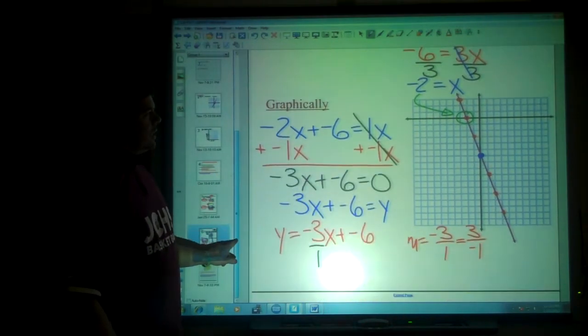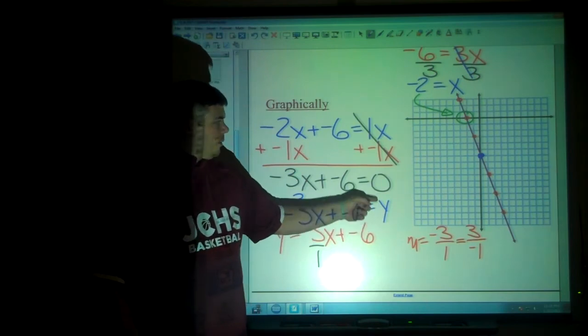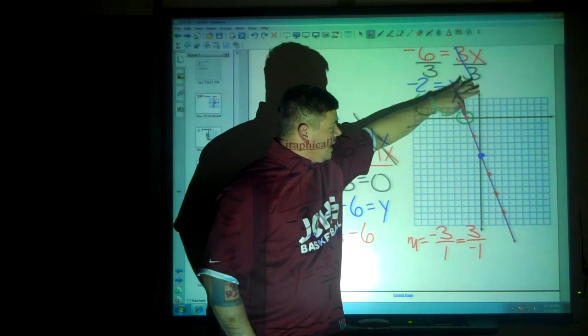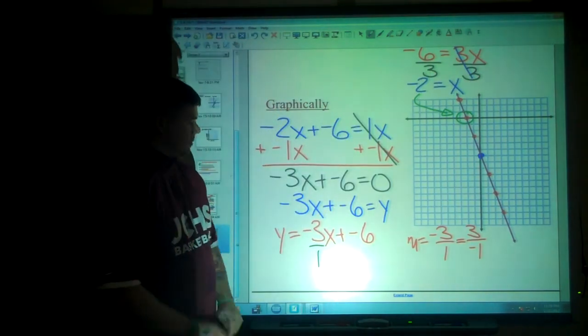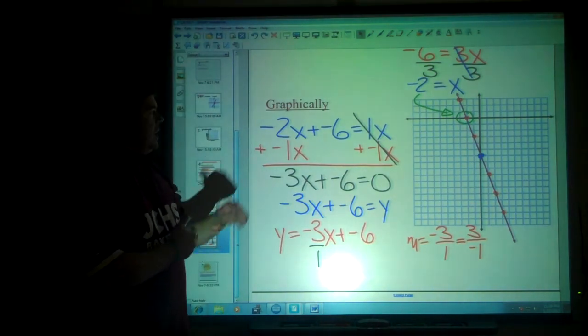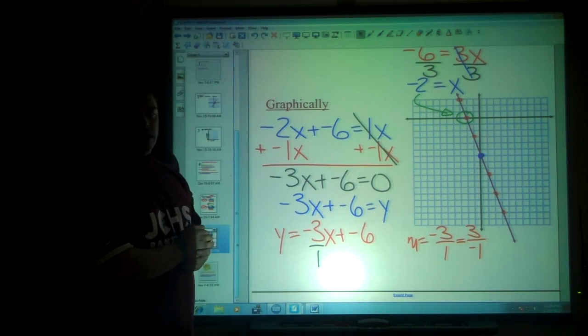So the two are connected because, if you recall, here's my y value of 0. And when I have a y value of 0, it means I don't go up, I don't go down on the graph, I'm on the x-axis. That's the answer that I am looking for. So using y equals mx plus b, you can make an equation's graph, and where it crosses the x-axis is your solution.